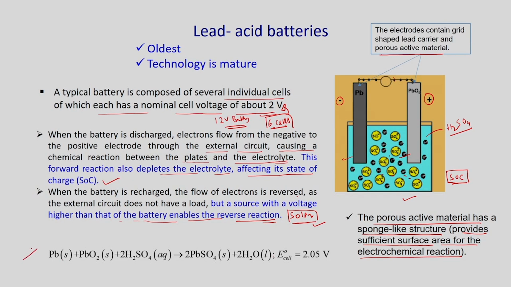So, the overall reaction will be something like this. Lead and lead oxide react with sulfuric acid, and then we get PbSO4 and H2O, and each cell will give about 2 volt of energy generation. So, this is how a lead acid battery works.